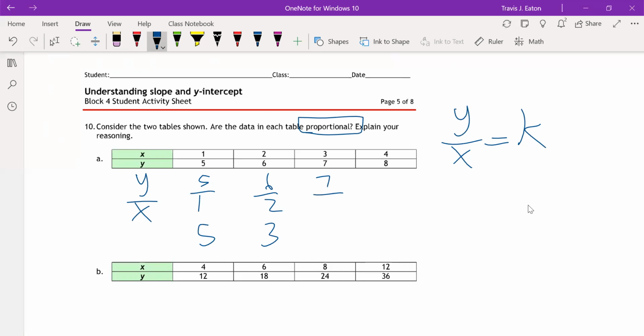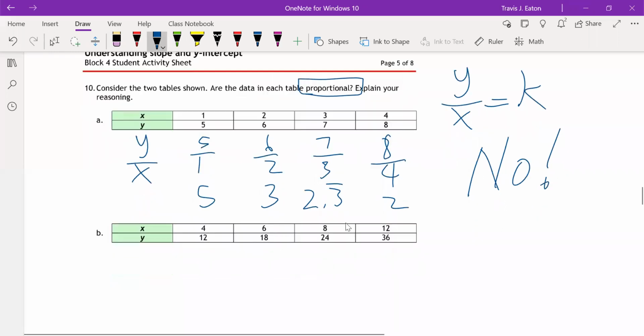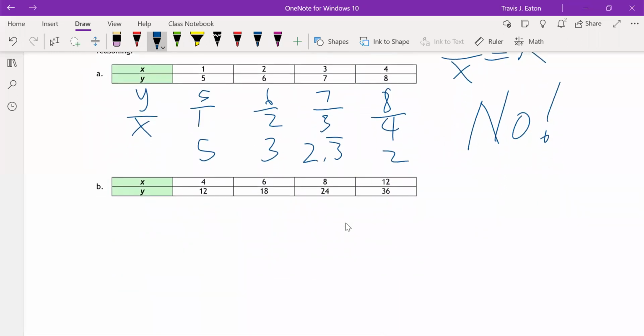7 divided by 3, well, that's not going to work out, is 2.33333 repeating. And 8 divided by 4 is 2. Is this a constant? Is this a proportional relationship between x and y? Absolutely not. No, because we do not have, thank you. Yes, thank you. We do not have a constant of proportionality, right? Let's take a look at the next batch here.